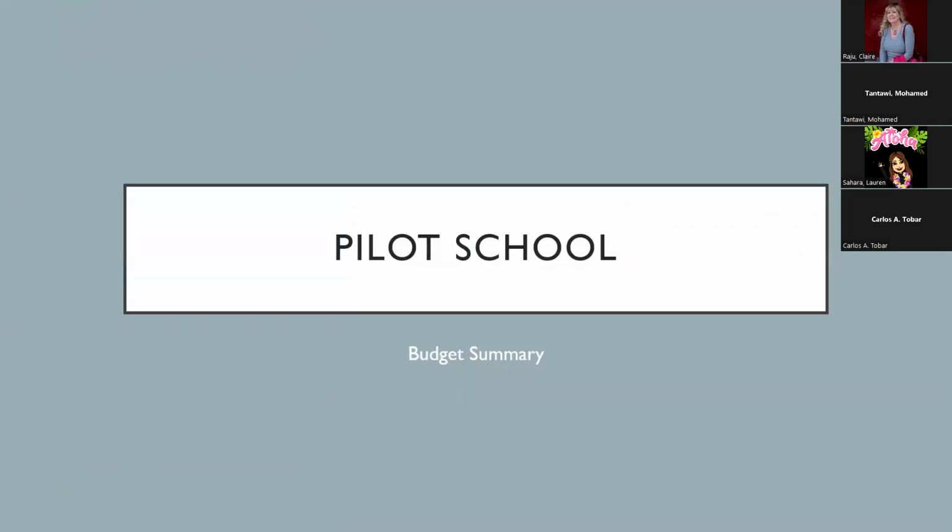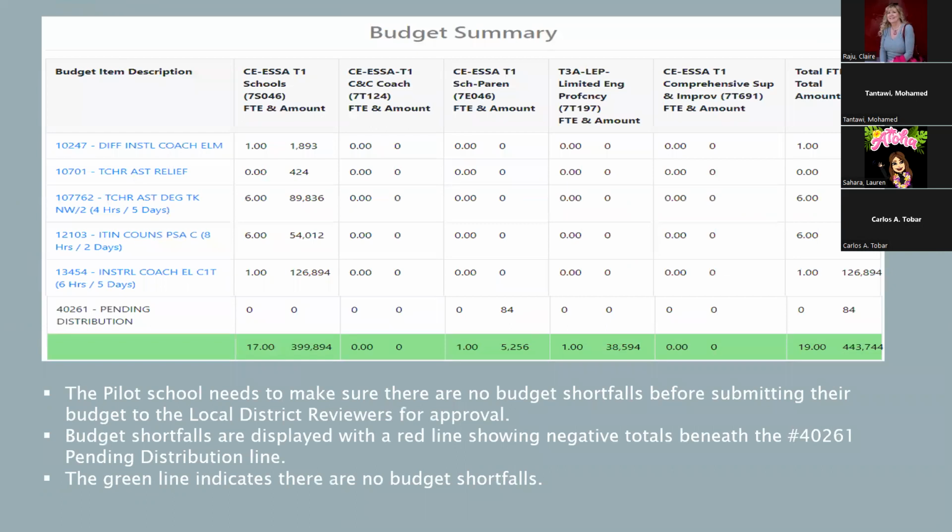And now I'm going to cover the pilot school's budget summary. So the pilot school needs to make sure that there are no budget shortfalls before they submit their budget to their local district reviewers for approvals. These budget shortfalls are displayed with a red line that shows negative totals beneath your 40261 pending distribution line. The green line indicates that there are no budget shortfalls.